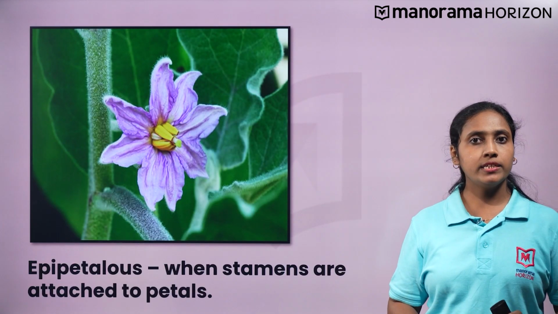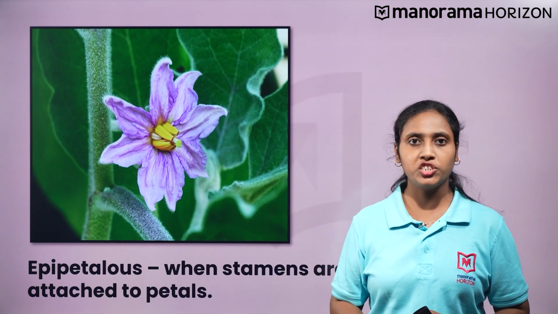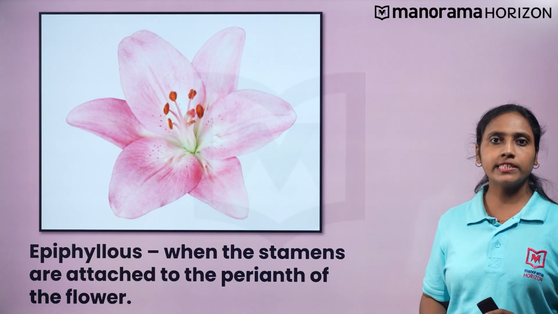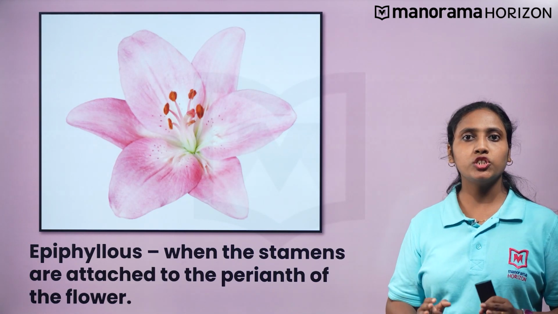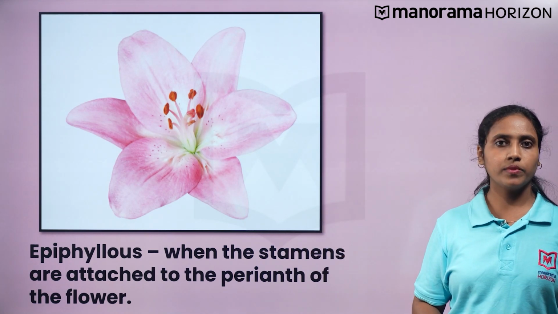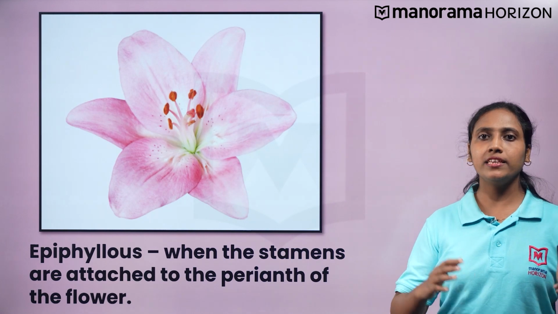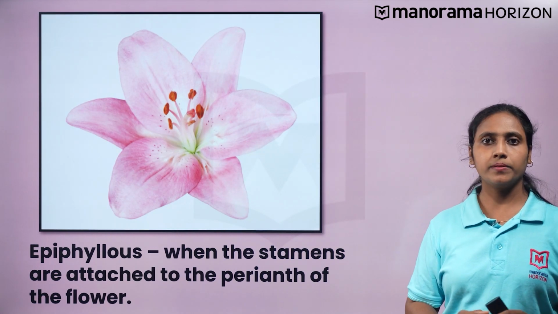Epipetalous, when stamens are attached to the petals. Example, brinjal. Epiphyllous, when the stamens are attached to the perianth of the flower. Example, lily. We have seen sepals and petals being either free or united.